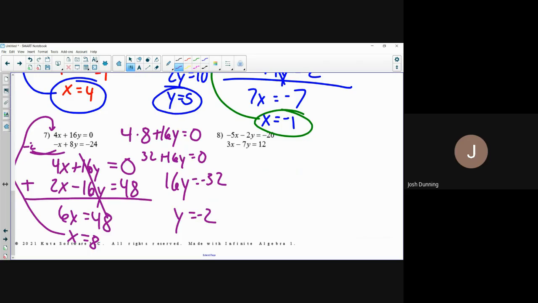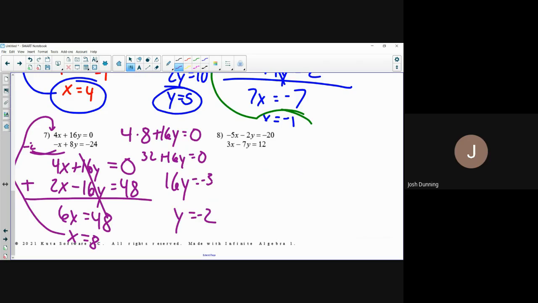Now, those last two were probably a medium difficulty. We had to multiply one of the equations. Number 8 would be one of the tougher ones, probably. Nothing cancels out. If I'm multiplying, I can't multiply 3 by a whole number and get 5. I can't multiply 2 by a whole number and get 7. So we're going to have to multiply both of them.